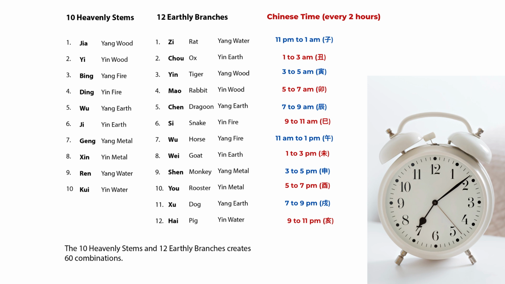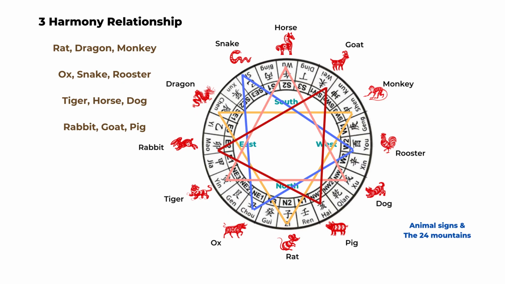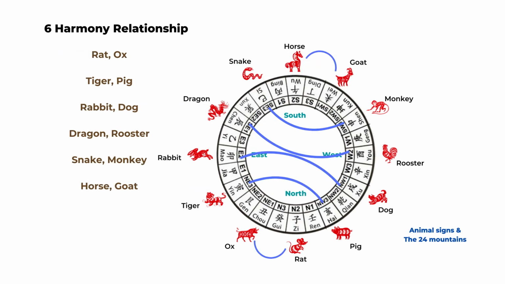So your lucky timing based on the animal sign can be your 3 harmony animal signs. For example, if you are a rat, the dragon time, that's 7 to 9 a.m., and the monkey time, that's 3 to 5 p.m., will be auspicious for you. And also the 6 harmony or the hidden friend animal sign. For the rat, it is the ox. So 1 to 3 a.m., the ox time, is lucky for you too.